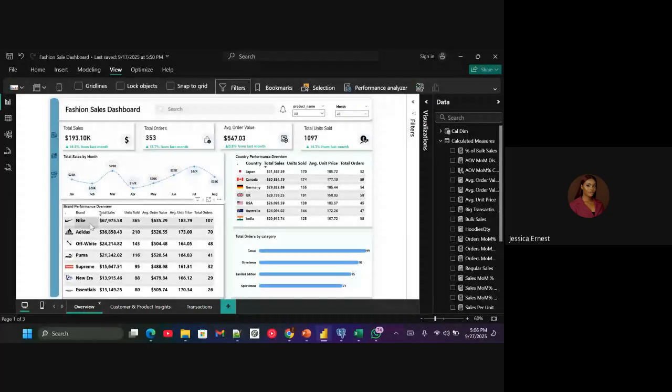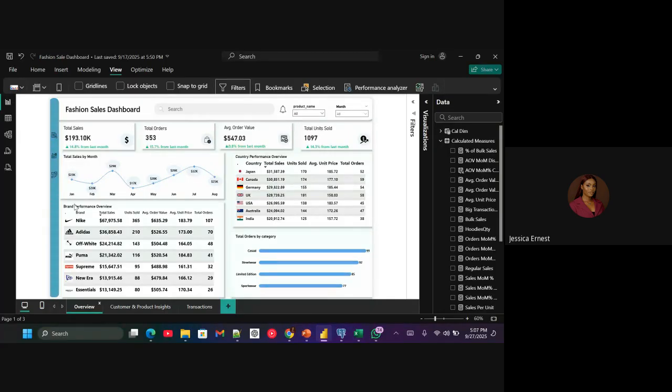Okay, now looking at the overview, we have total sales. We generated 193,000 in sales. Then we have the total orders of 353, and the average order value is 547, and the total units sold is 1,097. So looking at the line chart, the total sales by month, sales peaked in March, and then it dipped till July. It peaked again, then moderated.